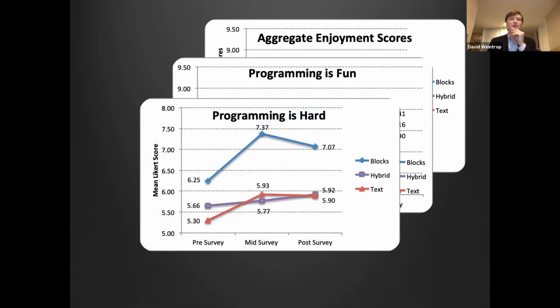Programming is difficult, and there's an interesting one in that students in the blocks condition thought programming was more difficult after learning block-based programming, despite doing well on the assessments, which there's a bunch to unpack there.